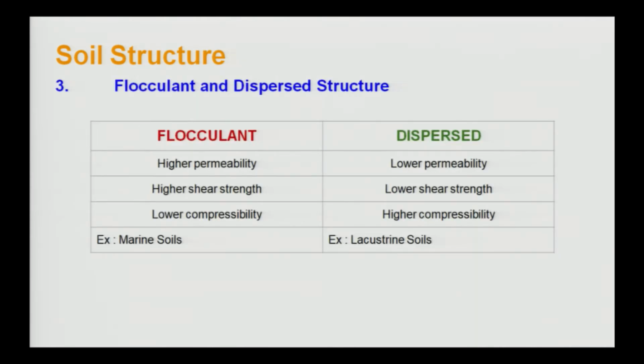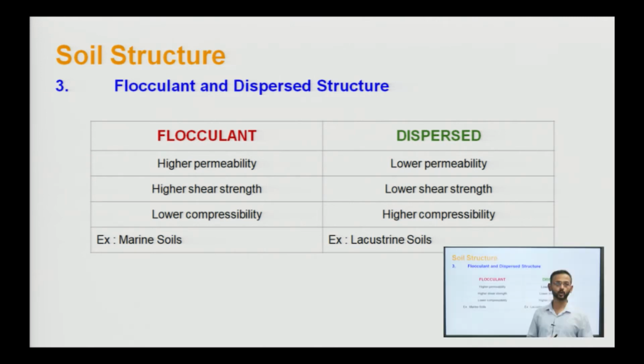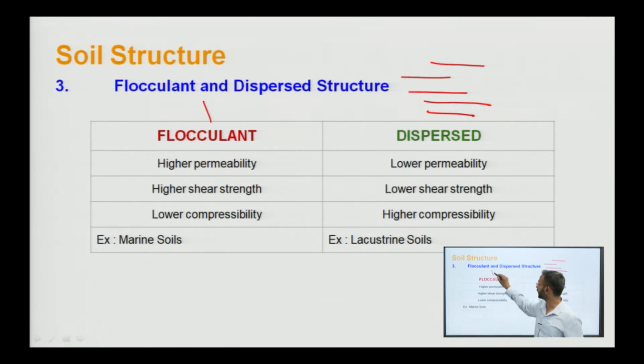See here one thing more: the dispersed one will have the lower compressibility, and this one will have the higher compressibility. If the dispersed structure is like this, when the load is applied, it will be compressed to a larger extent. But in the flocculent structure, it is like this or this or this, so these voids will be trying to take on the load, or the voids may contain water, which we consider incompressible, so they will take on the load.